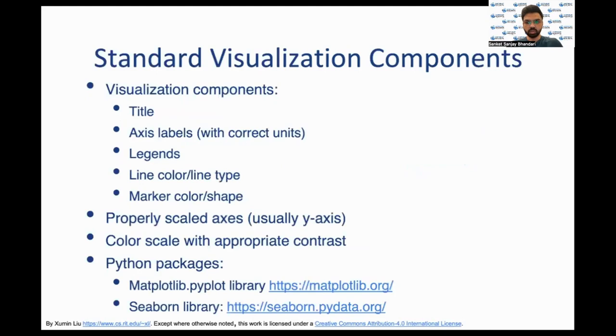Standard visualization components. It includes title of the figure, then labels of X and Y axis, the legend of each line, the line properties such as color, type, etc. The marker properties, which also include colors and their styles. Axis, that is X and Y axis in general. If the dimensions are more than two, then we also have Z axis sometimes. But like in normal visualizations, we don't go beyond three axis. So for that particular fourth or fifth dimension, we will use different things like maybe color intensity or so on.